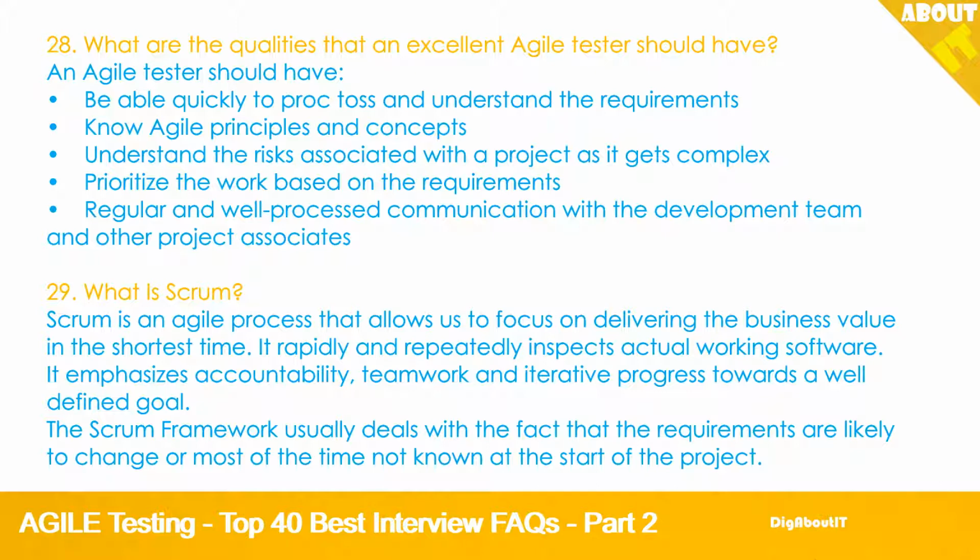29. What is Scrum? Scrum is an Agile process that allows us to focus on delivering the business value in the shortest time. It rapidly and repeatedly inspects actual working software. It emphasizes accountability, teamwork and iterative progress towards a well-defined goal. The Scrum framework usually deals with the fact that the requirements are likely to change or most of the time not known at the start of the project.